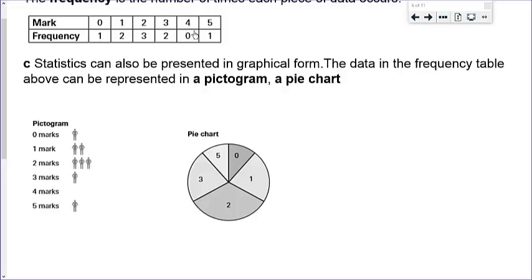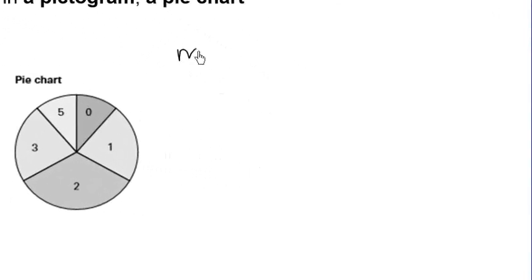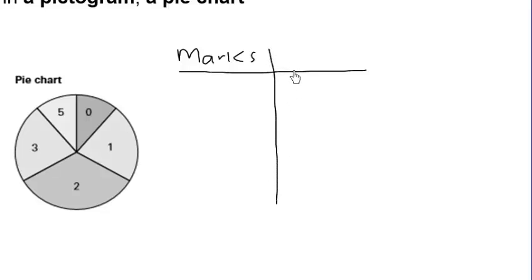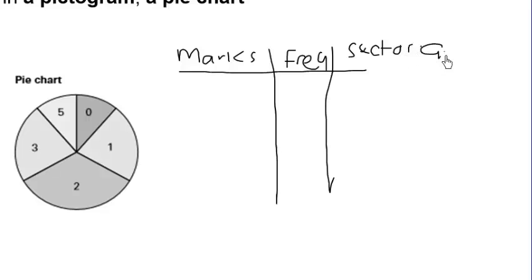This same table can also be used to draw a pie chart. In order to draw a pie chart with this distribution, you need to find the sectorial angle. So if you have the marks, then we have the frequency. Then we need to find the sectorial angle, or the angle of each sector, in degrees.